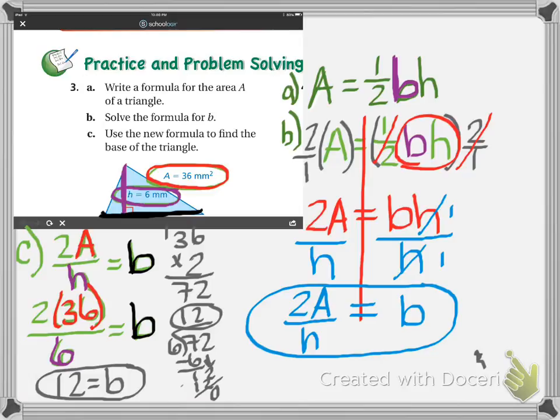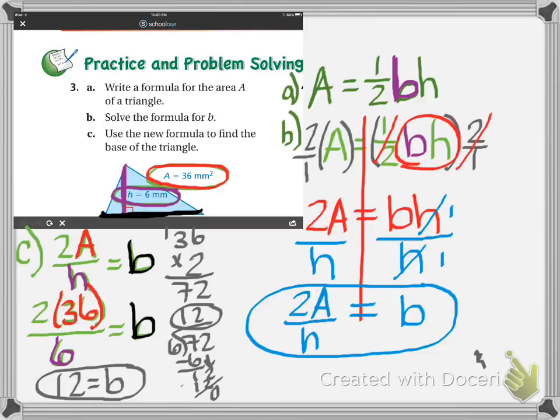So hopefully you had all that work for number 3. If you didn't, you should have it now. If you need to pause or rewind, you may do so. And if not, then we are going on to number 4. I'm sorry, not number 4. We're going on to number 5.